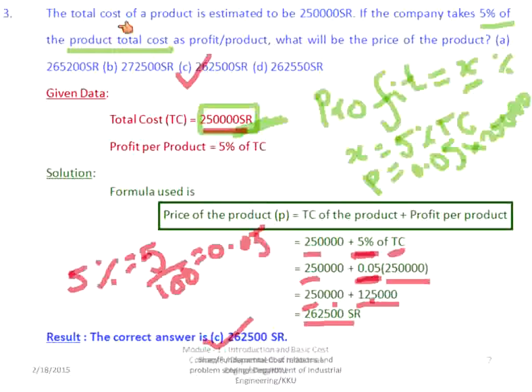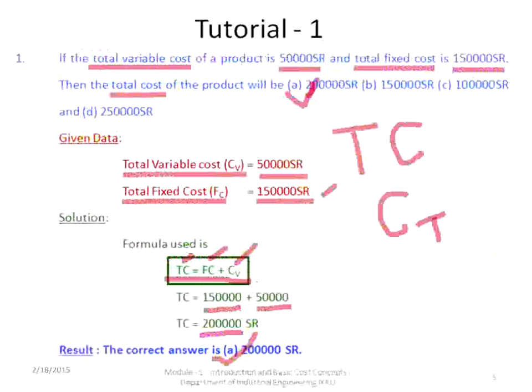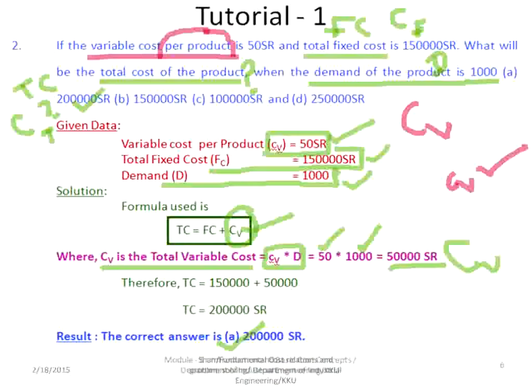Okay, so this is how you should solve this problem. So what is the difference between the previous problems and this problem? You see, the previous problems are simple. I have given you the value directly, total variable cost direct, total fixed cost direct. So it's easy to apply in the formula and get the answer. And if you come to the second one, again the same: variable cost per product direct, total fixed cost direct, demand direct. So directly you put in the formula and you get the answer.